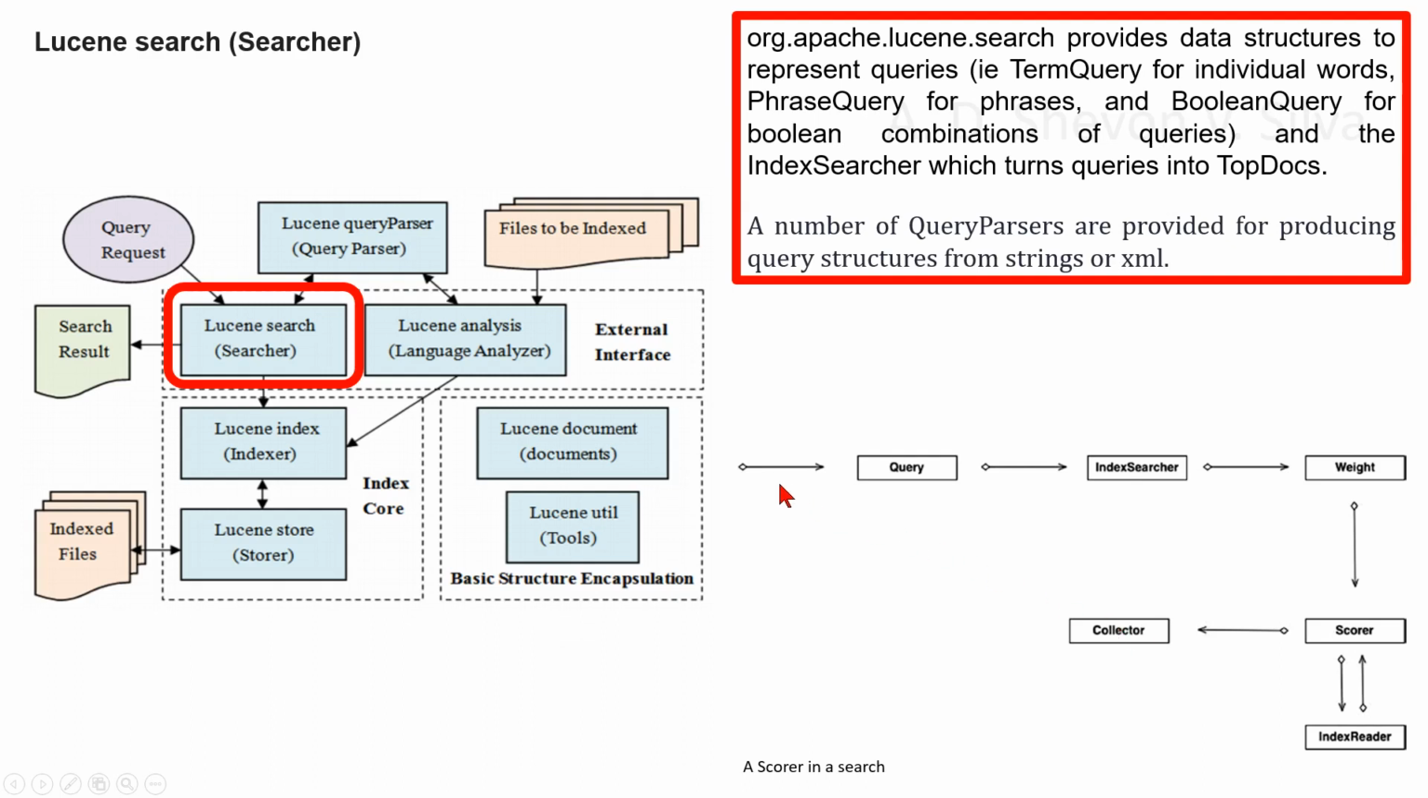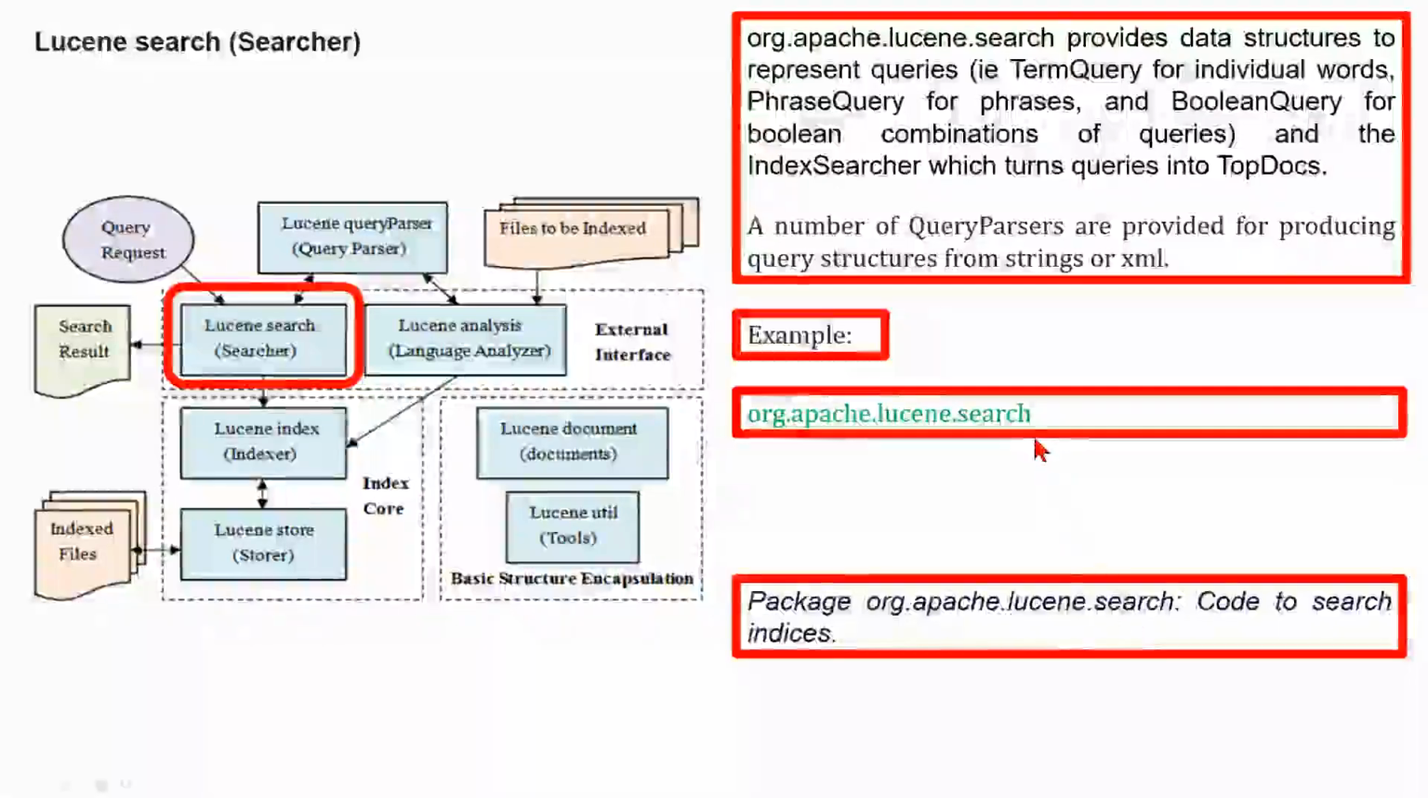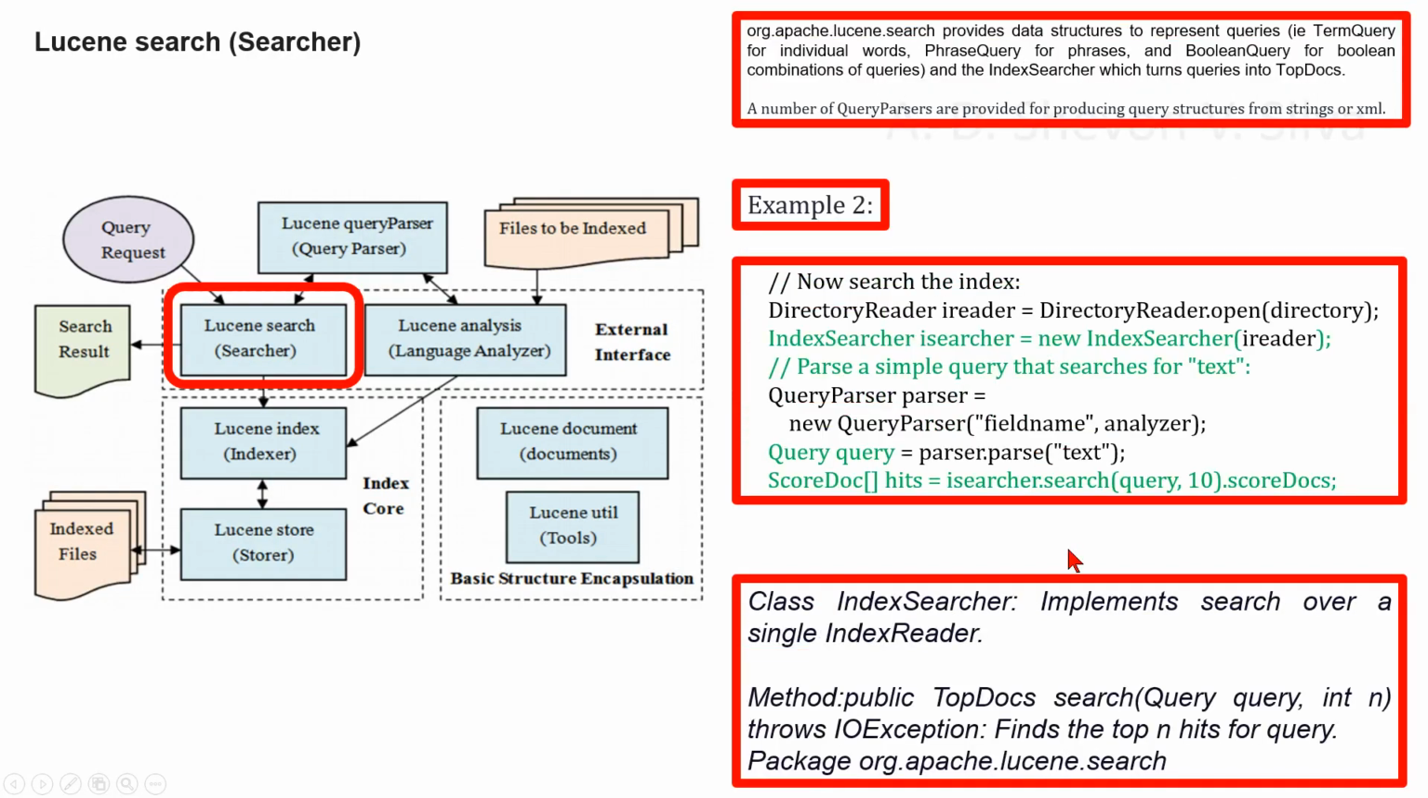Here you can see the query. Then the query is connected to the index searcher. The index searcher is connected to the weight. The weight is connected to the scorer. The scorer interacts with the index reader, and the scorer is connected to the collector. As an example, we can consider the org.apache.lucene.search package code to search indices. As an example too, we can consider this code segment.